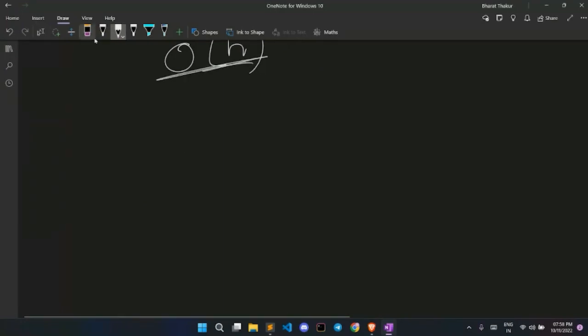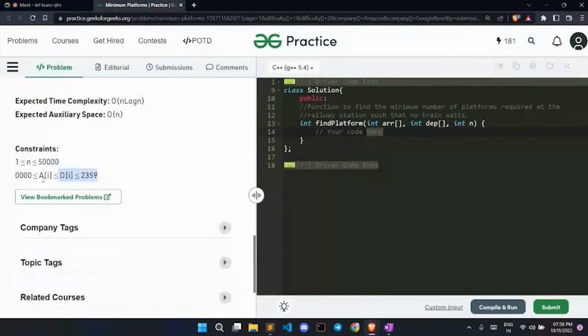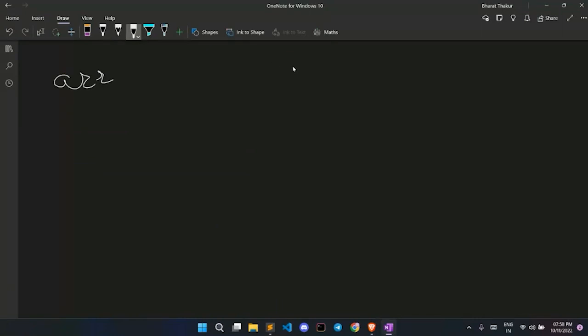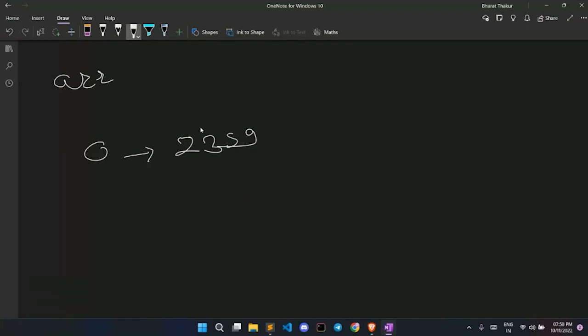Okay, so see, what we are going to do is we are going to have an array which will store, means we will use the index as the time. So here we have the time till 2400, right? From 0 to 2400. So we will start from 0 and we will go to 2359. Okay, and actually here you will have to read some things properly because it is not 2400, it's 24 into 60.